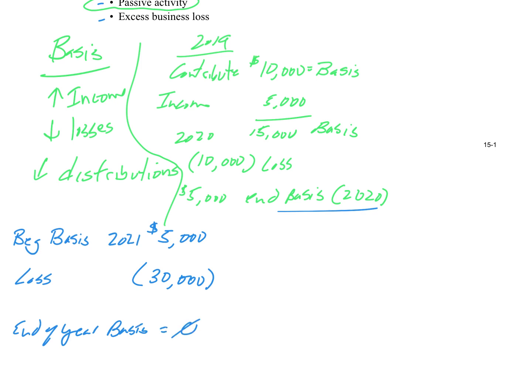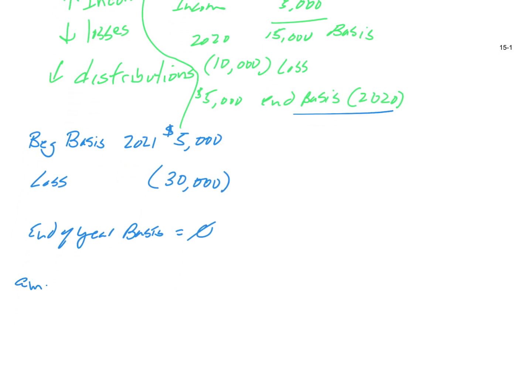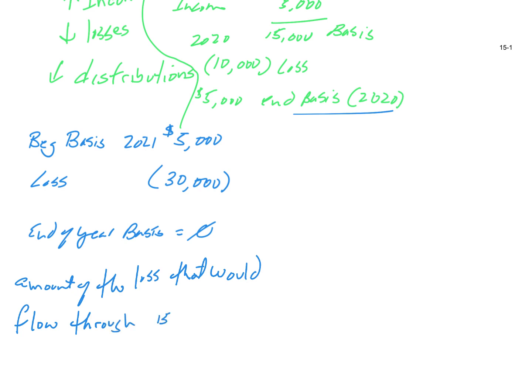Your end of year basis is zero, okay? Because your basis can never go below zero. So your end of year basis is zero, and the amount of the loss that would flow through is $5,000. So the amount of loss that you'd be able to use in the current year to offset your personal income would only be $5,000. You would get to carry the rest of that excess loss forward. So that's basis.